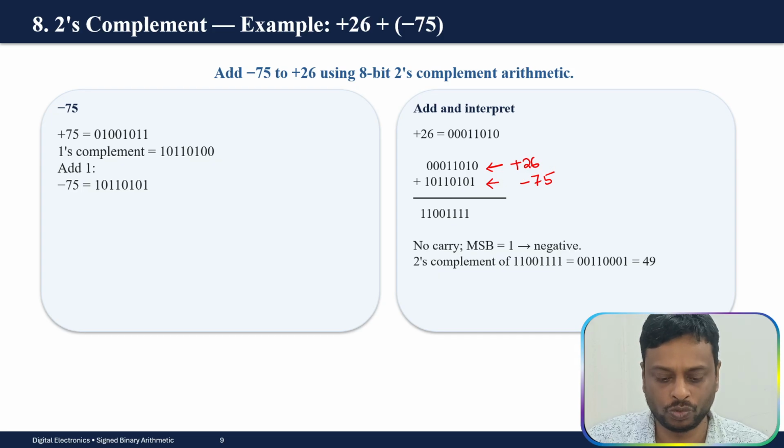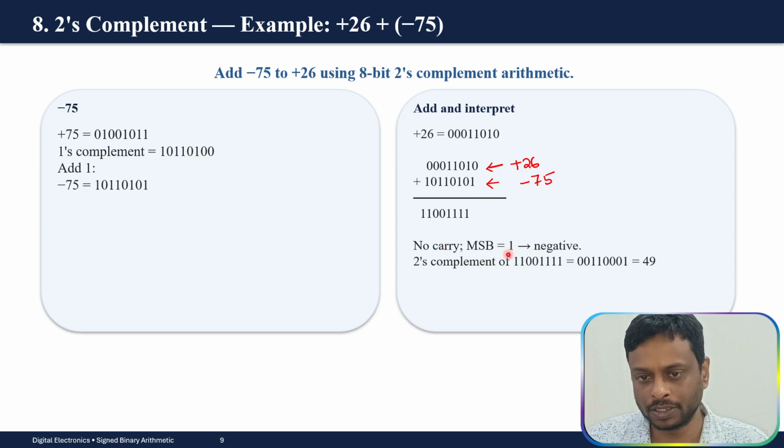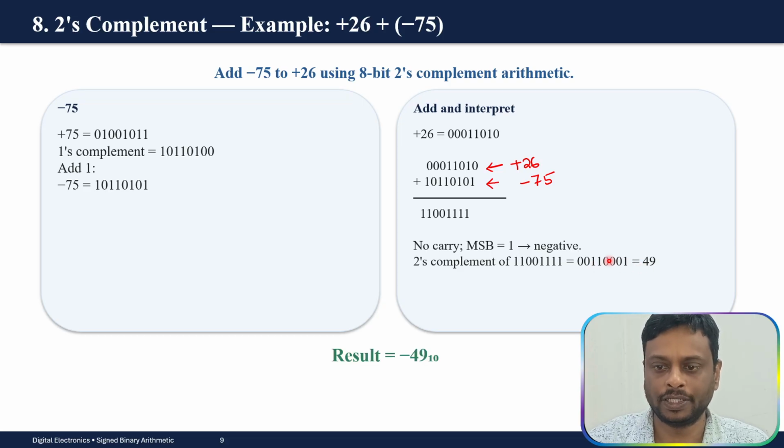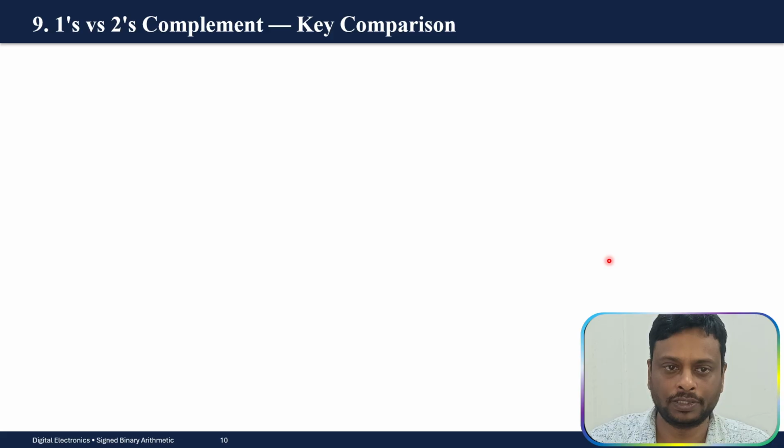Just add these two. So you can see after addition, there is no carry. But the MSB is 1, so the number is negative. So again you have to take the 2's complement of this. Okay, so this is the result. This is your 49. So the result is minus 49 because the number is negative. Okay, so let us take the comparison.